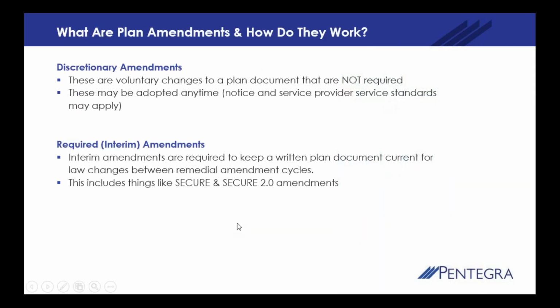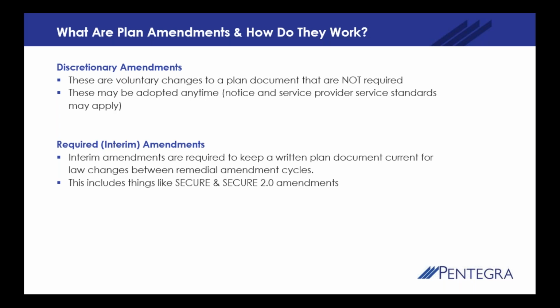Why don't we go ahead and dive right in with a look at what plan amendments are. Now, you might think you know what plan amendments are, and you probably do. It's a change to a retirement plan. But I want to dive into a little bit more detail. Let's start out with just the details of what is a discretionary amendment versus what is a required amendment. A discretionary amendment is a voluntary change to a plan document that is not required. Discretionary amendments, generally speaking, can be adopted any time, although there are generally notice and service provider standards that may apply.